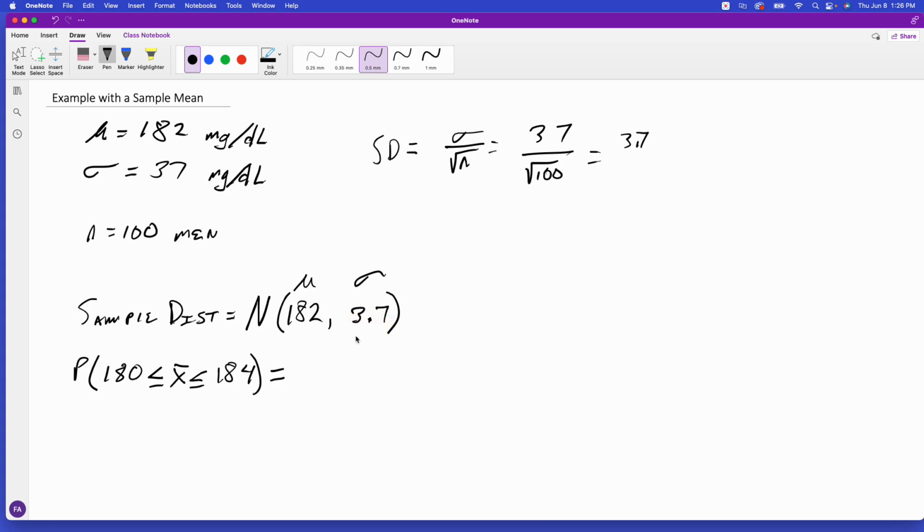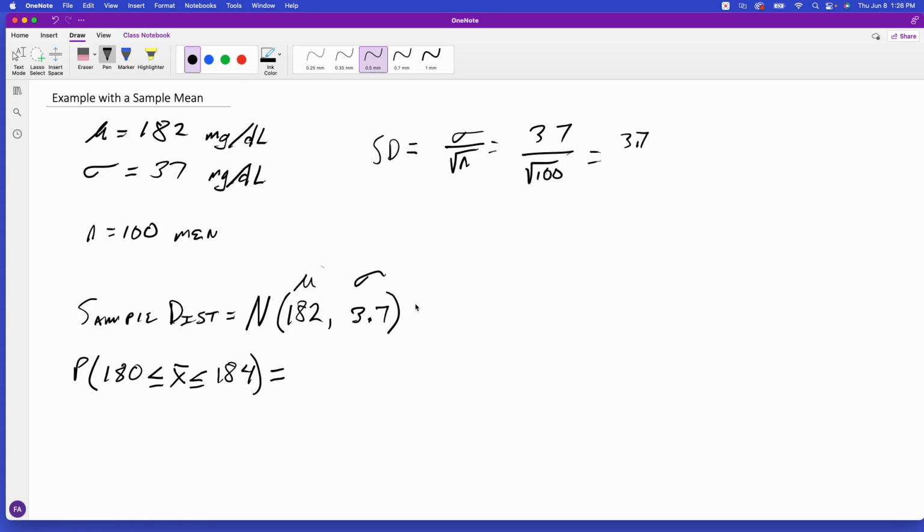Now what that does, when you think about the variance here, is we've reduced the amount of variation in our data set, which makes it more accurate based upon these values here. So the square root of 100 is 10, 37 divided by 10 gives us 3.7, so we've increased our accuracy. So there's our sampling distribution.